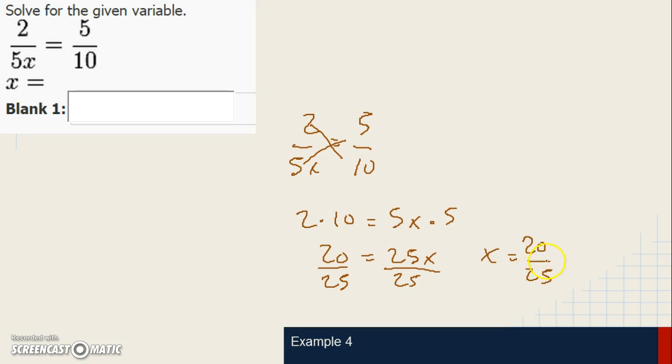20/25. Now can I simplify this fraction? Well, I know that 5 goes into 20 and it also goes into 25, so I'm just going to divide both of these by 5 to simplify my fraction, and that equals 4/5. And when I put that into my answer blank, I just type 4/5.